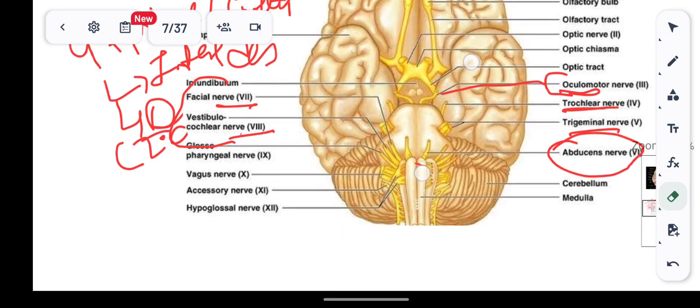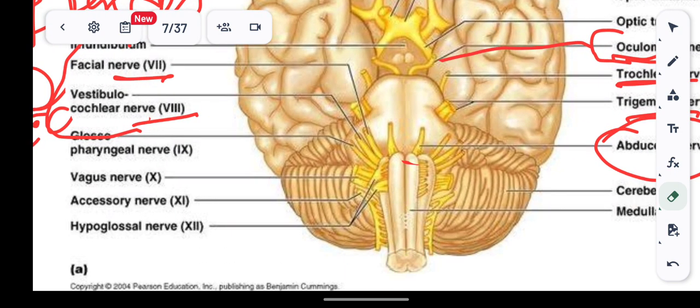Now again coming down to the 12th nerve. See, again we will see the rule of 12, what it's saying: 3, 4, 6, 12 will come medially. So again we can see this nerve. What is this nerve? This is the 12th nerve. It is medial, between the pyramid and olive. And the ninth nerve, 10th nerve and 11th nerve, 9th, 10th, 11th are lateral.